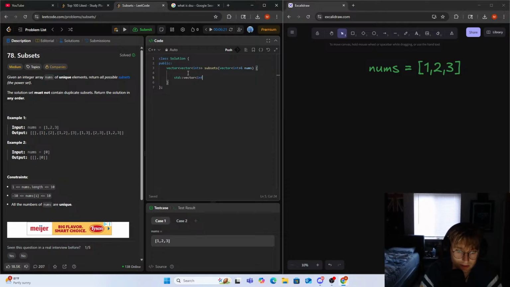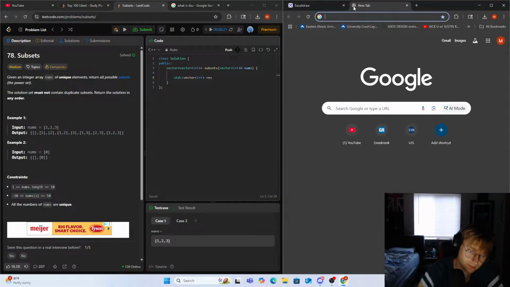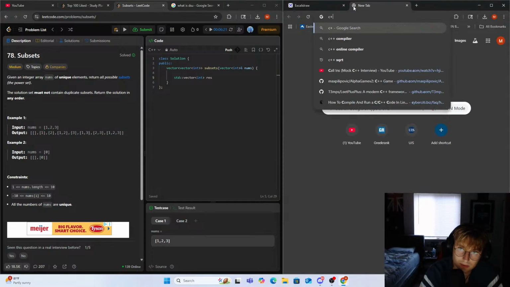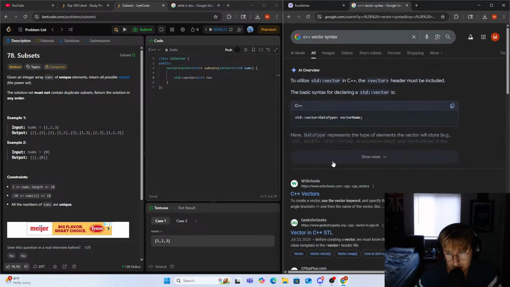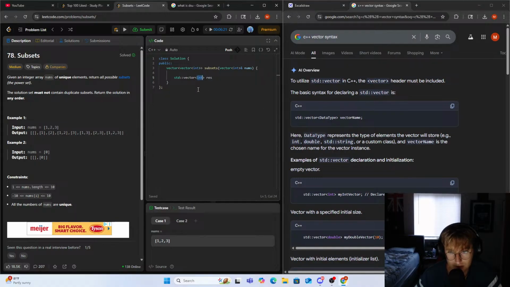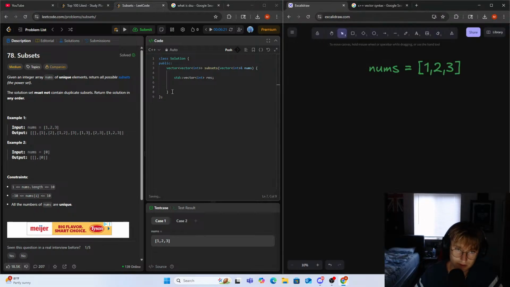Probably gonna need a vector, right? I guess we can call this res. It's tough for me to even remember the syntax for a vector, dude. C++ syntax. Oh shit, I got it right. Okay. There you go. We have our res here. What would we want to do? Well, we probably want to loop over our current nums, right? But what do we want to do with the nums?